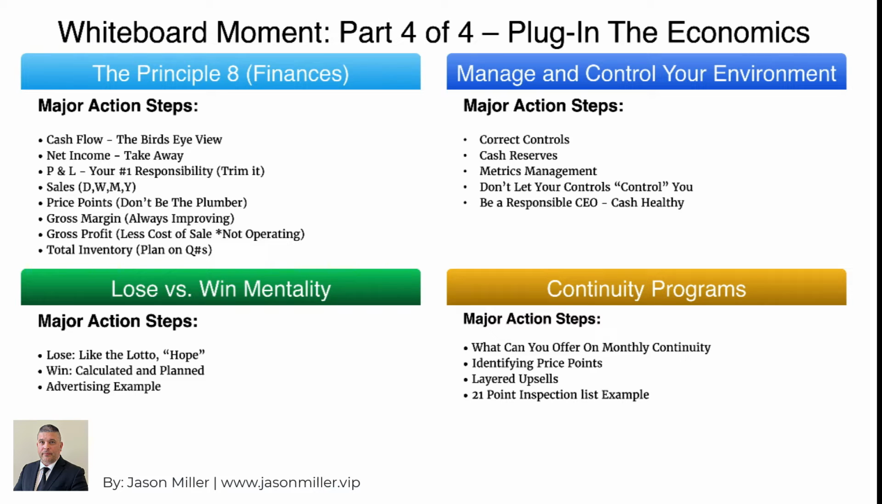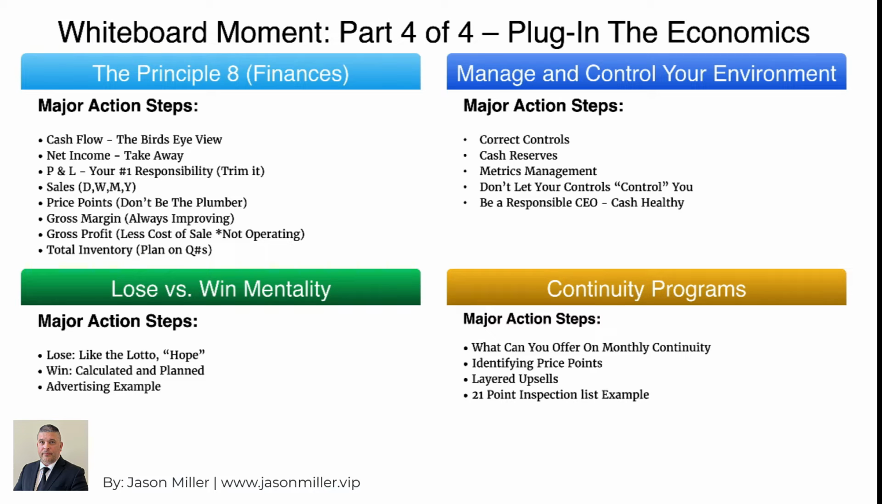Depending on what industry you're in, if you're selling a physical widget, that's more of a COGS. If you're more in the online info space or something like that, it's more of a cost of sale. So you have to look at those a little bit differently.